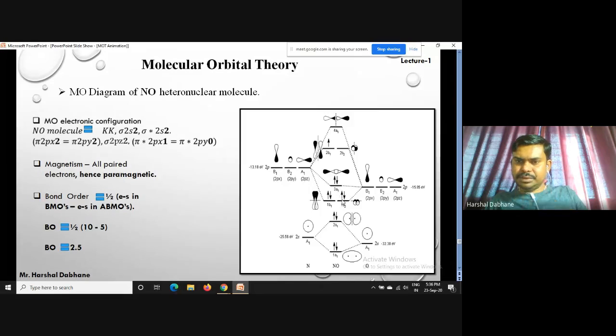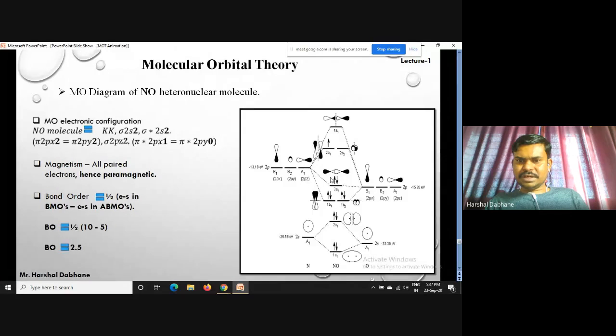Here, this one is the p orbital. With the combination of the p orbitals, we get 6 molecular orbitals. Three are bonding, and another 3 are the antibonding molecular orbitals. So here, this one, a1, is z.